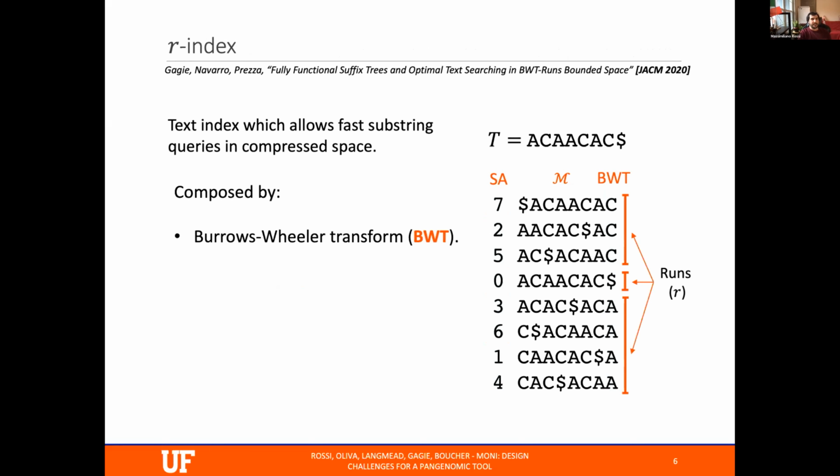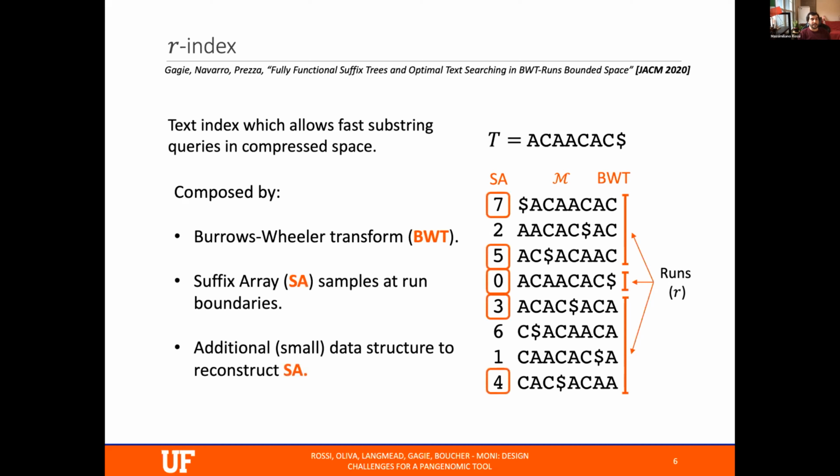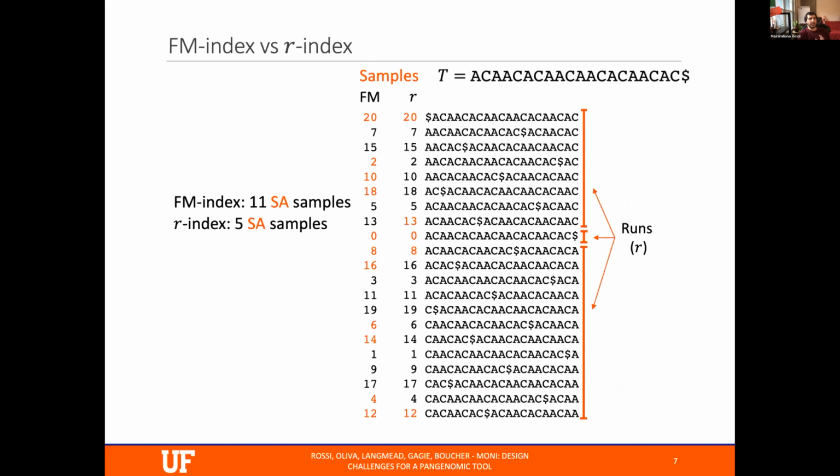They proposed a variation of the FM index called the r-index, where the number of suffix array samples grows with the number of runs of the BWT. Why do we want that? Because in a pangenome, usually the number of runs of the BWT scales sublinearly in the length of the pangenome, which means that the more genomes we add, the size of the data structure doesn't grow too much. Just to look at it on a bigger scale, here we have an example of an FM index sampling and an r-index sampling. Here, the FM index takes 11 suffix array samples, while the r-index takes only 5.